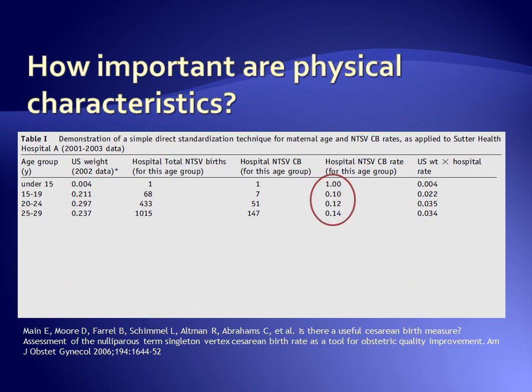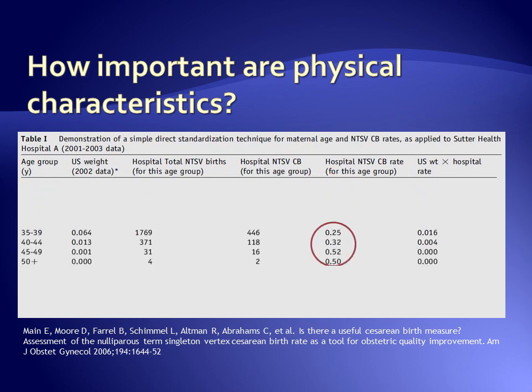However, if Hospital A only had younger patients, then their unadjusted NTSV rate would be less than 14%. And if Hospital A only had older patients, then their unadjusted NTSV rate would be over 25%, even though the same obstetrical care providers were taking care of these patients.